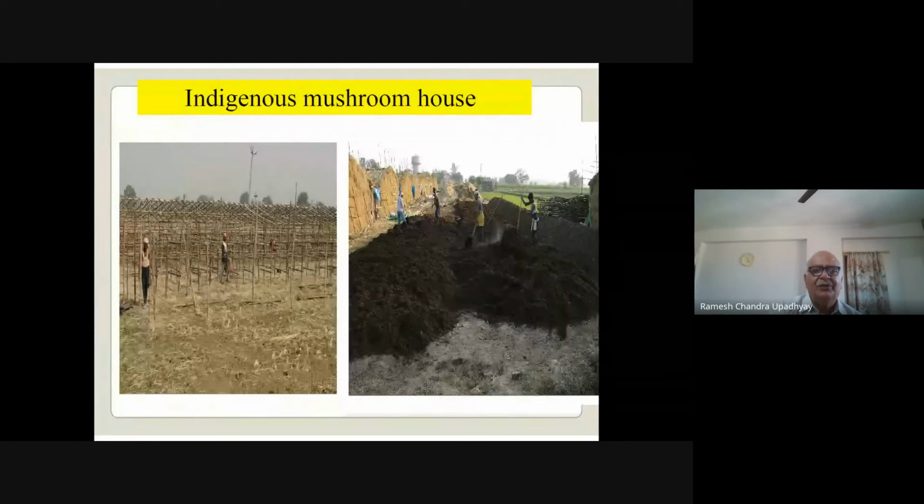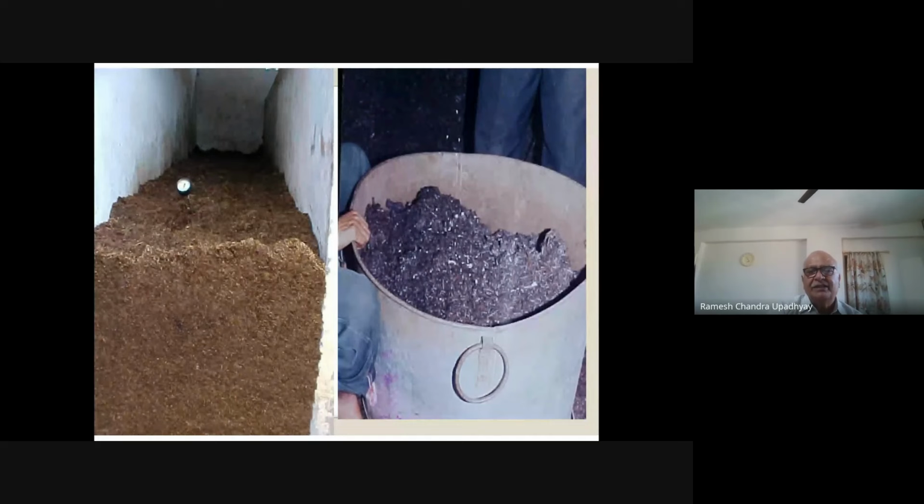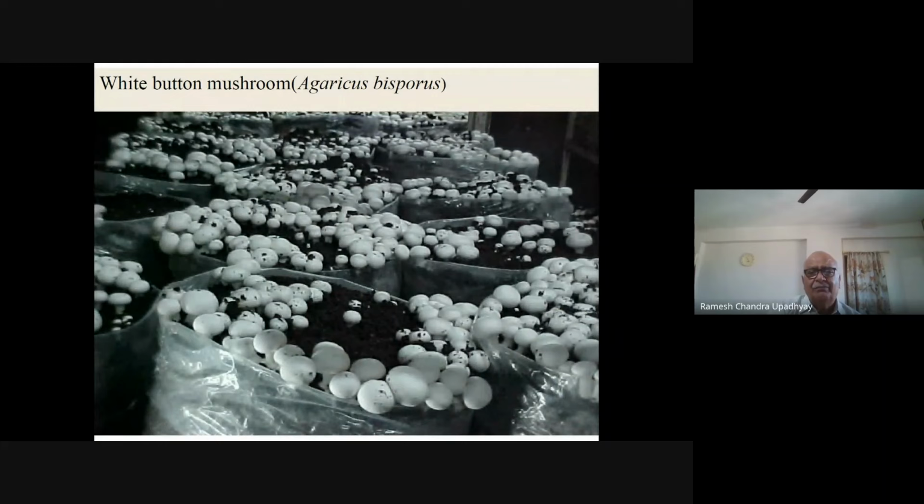After the compost is prepared, you mix seed. You can see this white type of grain. These are the seed, which is mixed in compost. Then they are filled in the polythene bags. Next one. Sorry. Yeah, I think the slides are a little bit slow. Next one.